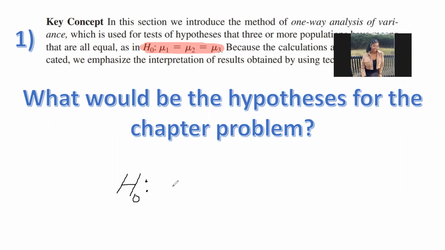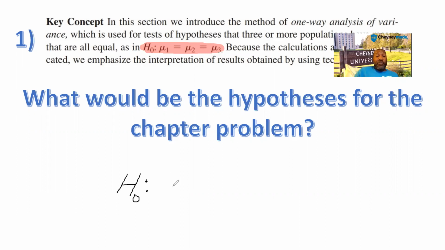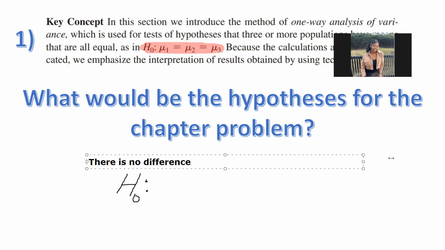There is no difference among... Now I'm going to pause you, because you're telling me the claim, right? And I'm going to include that. There is no difference. Keep going. Among population means in lead levels.